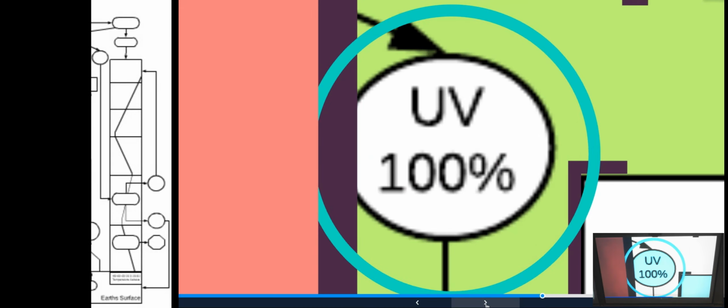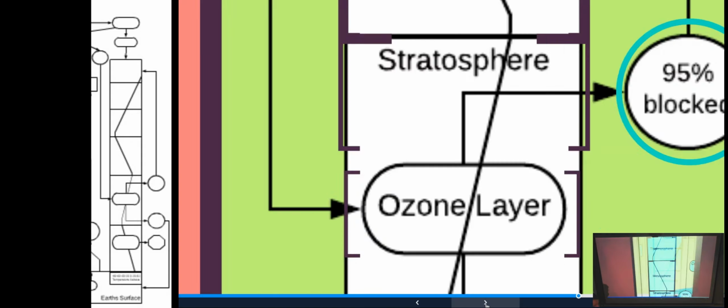Let's go back up to the top where that little circle is. So let's take a look at that ultraviolet energy that's coming in. 100% comes in, but it's going to go down through all those layers, and something's going to happen to it. Yep, you got it. 100% of that ultraviolet radiation enters in from the sun. It's going to go down through those layers, and it hits the ozone layer in the stratosphere.